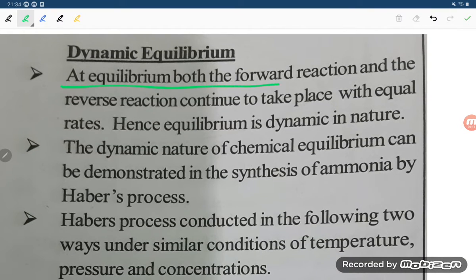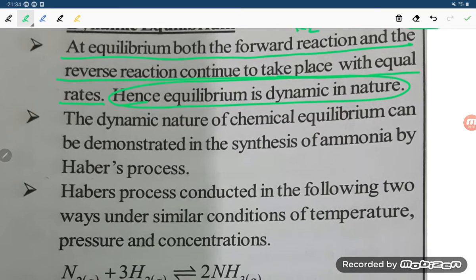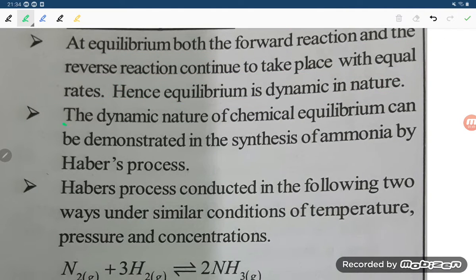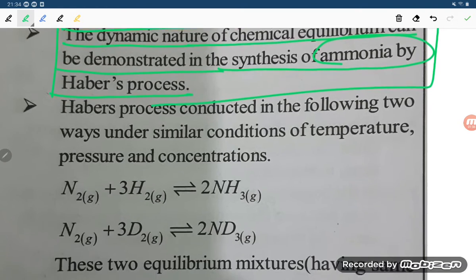At equilibrium, both the forward reaction and the reverse reaction continue to take place with equal rate, same rate, hence the equilibrium is dynamic. If the forward reaction has rate constant K1 and the backward reaction has K2, then K1 equal to K2 is what is known as dynamic equilibrium. Next, the dynamic nature of the chemical equilibrium can be demonstrated in the synthesis of ammonia by the Haber process.